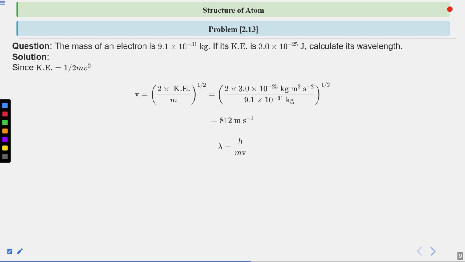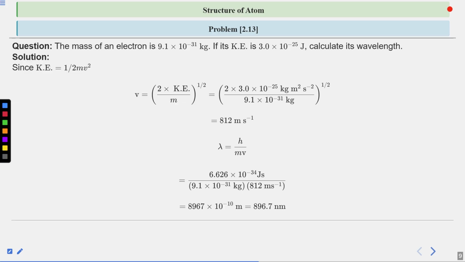Now what are we interested in? We are interested in the wavelength. We'll use this formula again because now we have all the values that we require. If you put all the values, you will get this. Mass is 9.1 into 10 to the power minus 31 kg. Velocity is 812 meter per second, calculated here. Planck's constant is 6.626 into 10 to the power minus 34 joule second. Now you will get 8967 into 10 to the power minus 10. You can convert this into nanometer. It's very simple to convert. I hope it is clear.